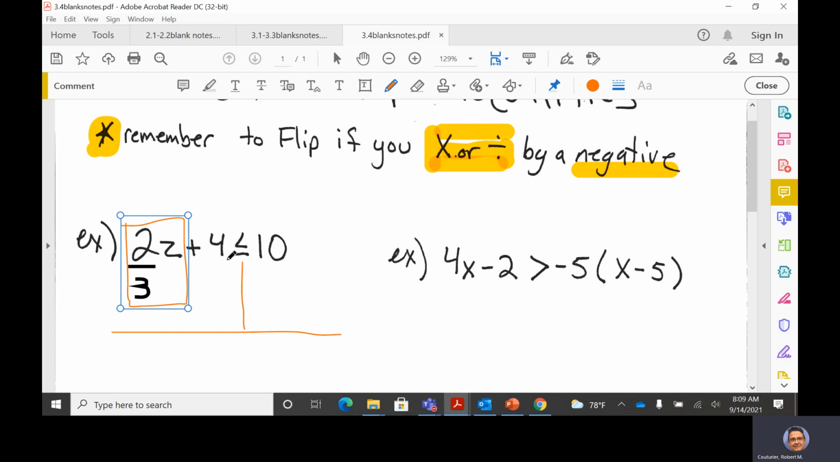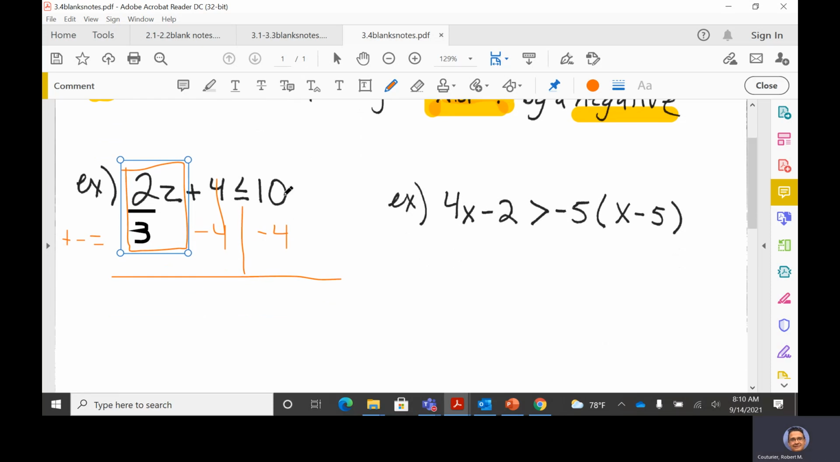Here we are. We have a positive 4. Well, the addition, subtraction property of equality allows us to move this 4. If I do it to one side, I have to do it to the other. The opposite of addition is subtraction, so therefore we're subtracting it. We get a cancellation. And then here we have 10 minus 4 is 6. We have 2 over 3z.